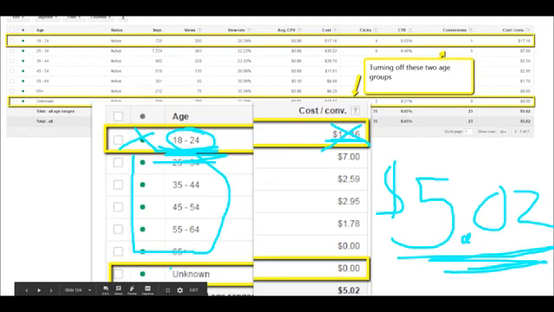What I'm also noticing is that I'm not making money with people of an unknown age range. I'm spending money. I spent $15 and I made $0. So that's something I'm going to be turning off. I'm turning off the unknown age category.